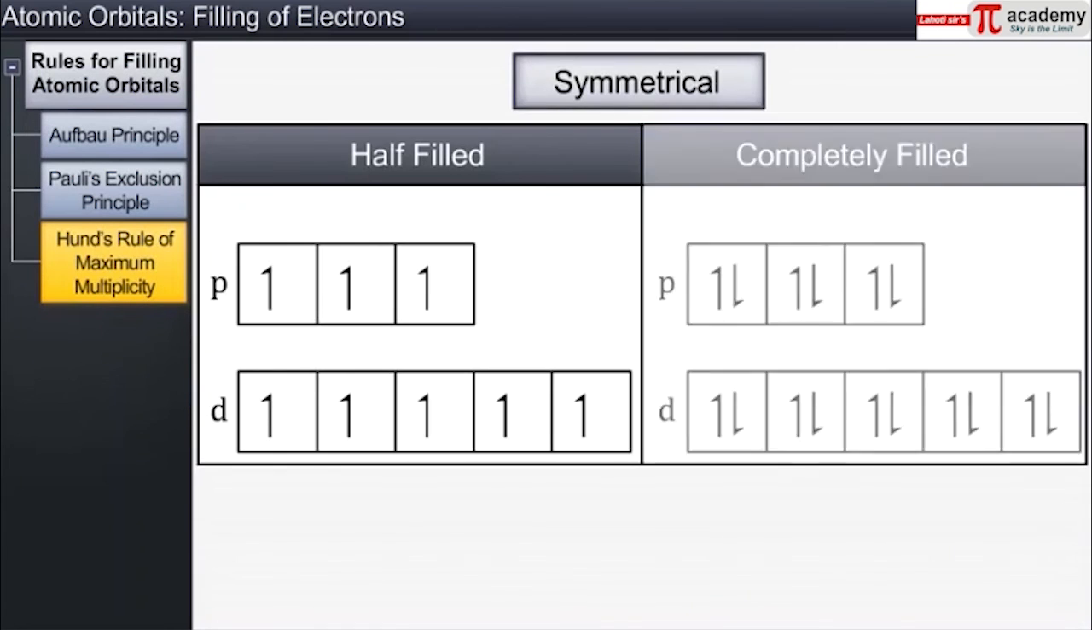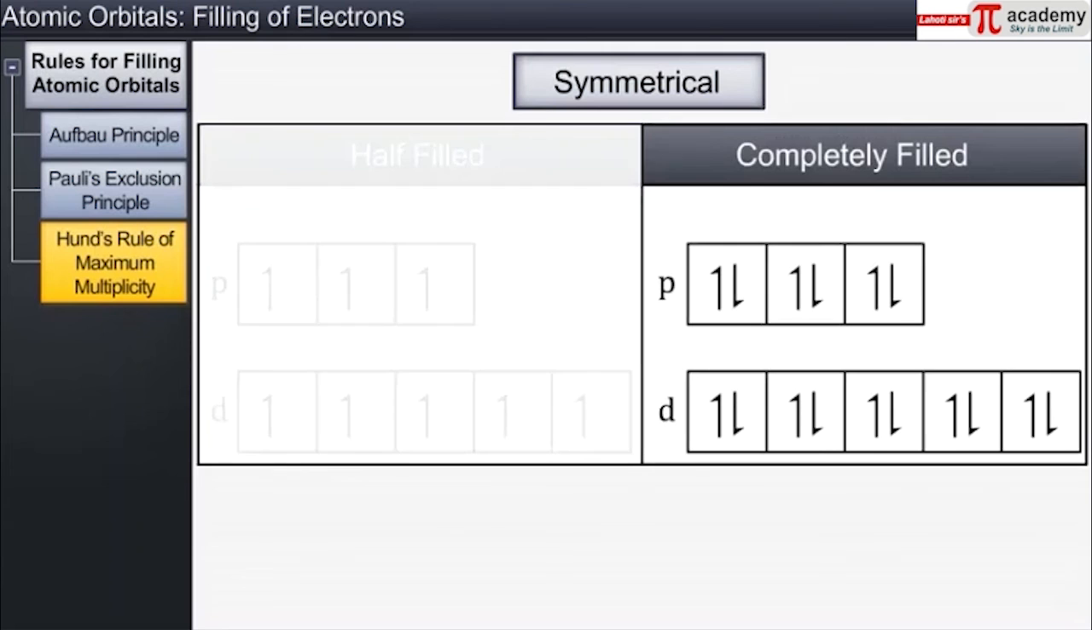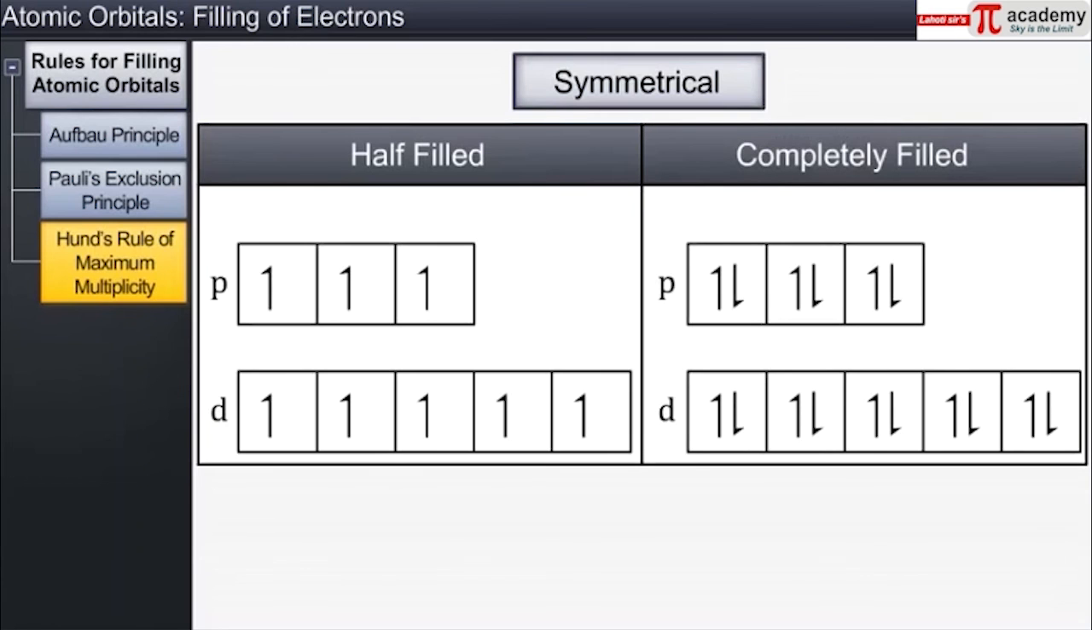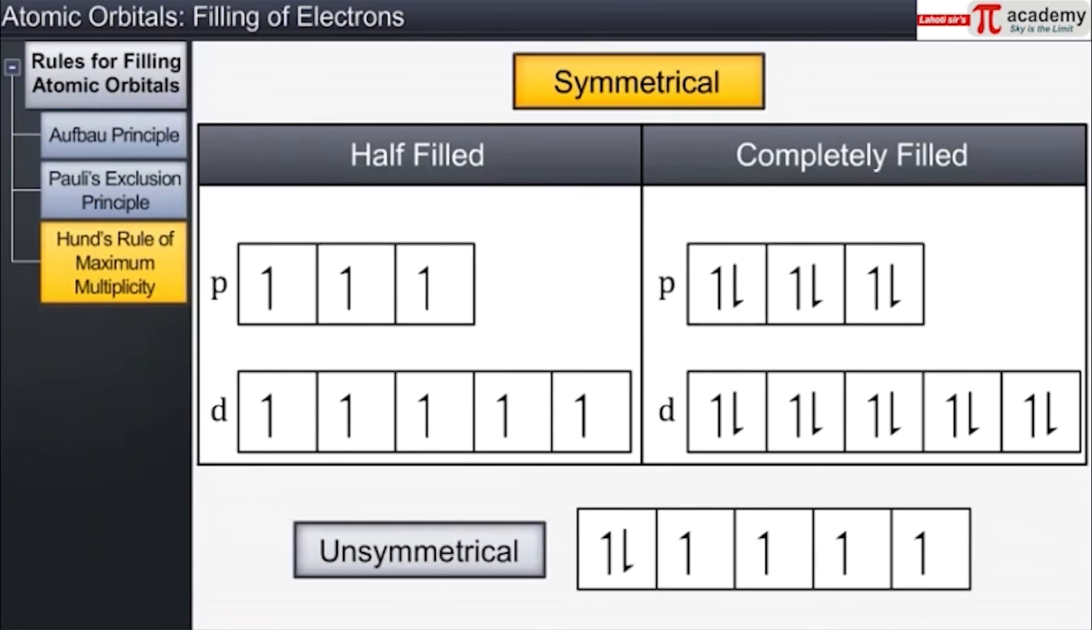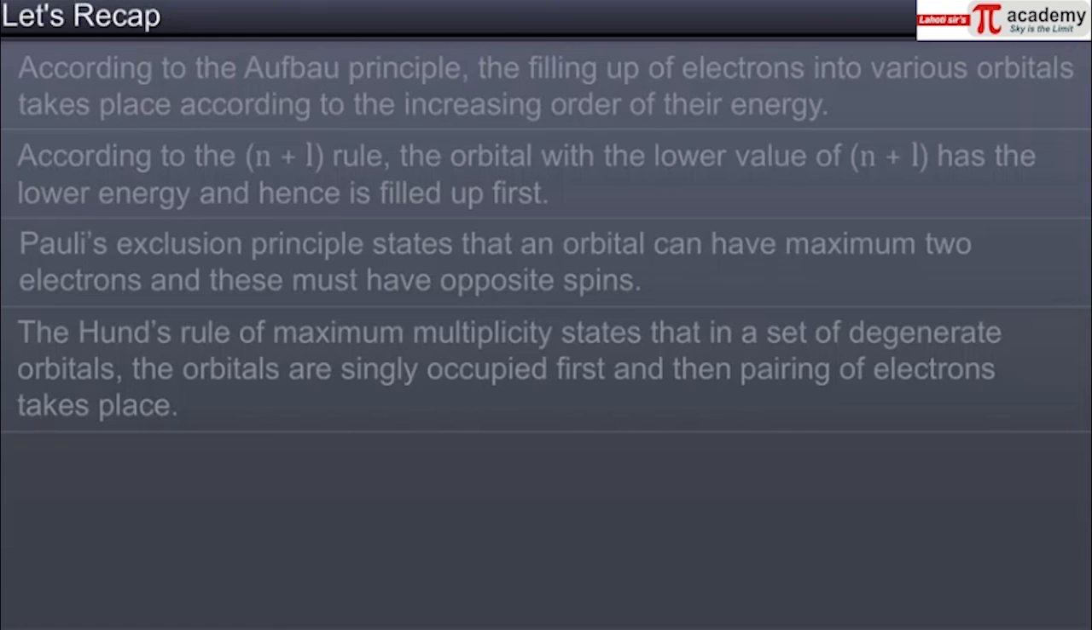Moreover, it is observed that half-filled and completely filled subshells impart greater stability to atoms due to the symmetrical distribution of electrons. More detailed explanation on the cause of stability of half-filled and completely filled subshells will be learnt in the later part. You have now reached the end of this module.